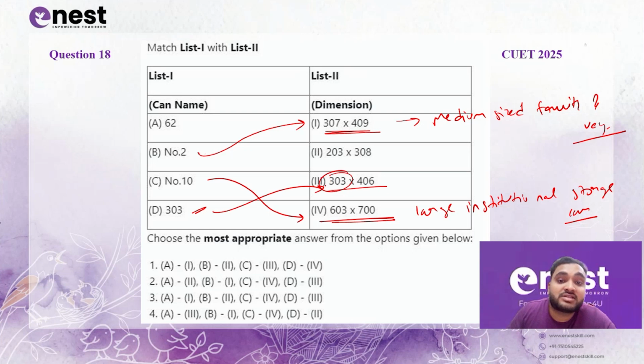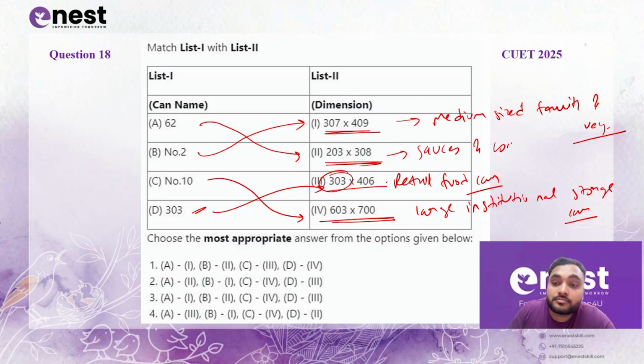If we talk about the 303 number can, 303 can is 303 into 406. That is why it is having the 303 size, because 303 is the dimension of the can. It is a retail can which is used commonly in the retail of your food products. And if you talk about the 62 number can, 62 number can is 203 into 308 dimension, and it is used for sauces and concentrates. So this is the correct sequence. Let's say A goes for 2, then B goes for 1. Let's see which is right. A goes for 2, B goes for 1. That means option 2 is the right option for this question.